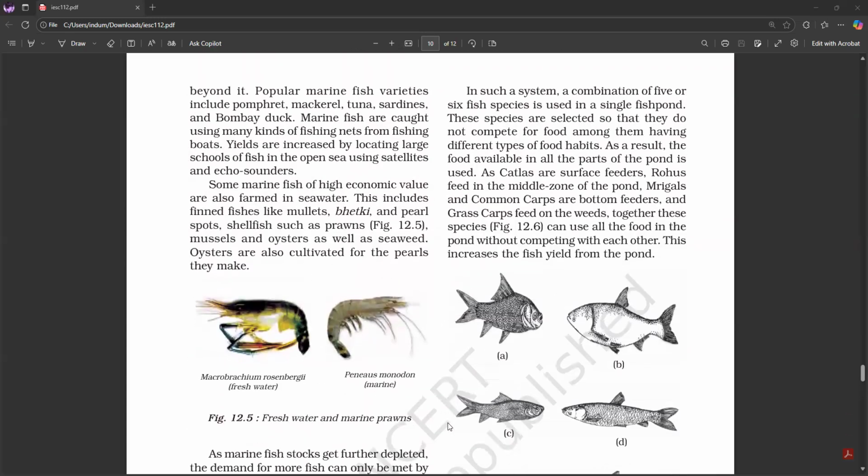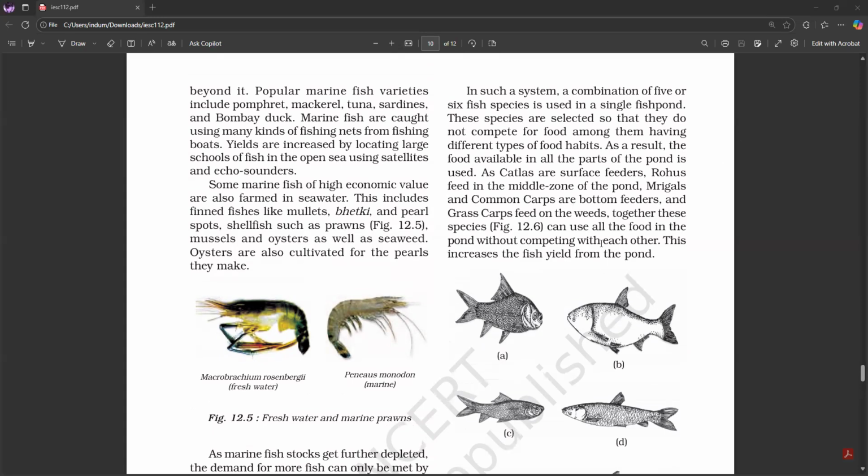In such a system, a combination of 5 or 6 fish species are used in a single fish pond. These species are selected so that they do not compete for food among them, having different types of food habits. As a result, the food available in all parts of the pond is used.